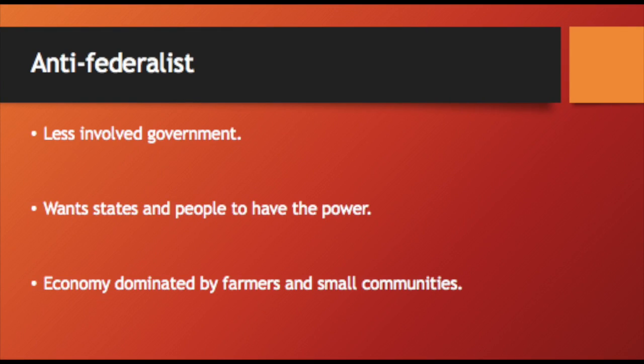Let's go over exactly what it means to be an anti-federalist. The anti-federalists wanted a government that was less involved. This means that they wanted a government to stay out of many areas. Instead of the government having the power, it should be given to the states and the people. The economy should be dominated by the farmers and smaller communities. The state should be in control of their spending instead of giving the power to one centralized government.